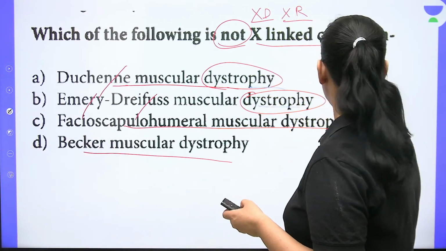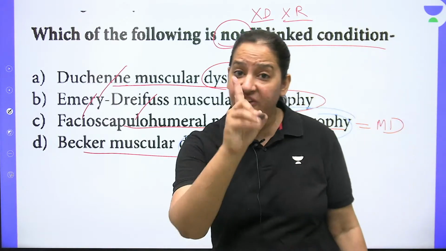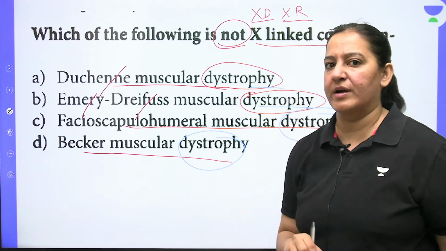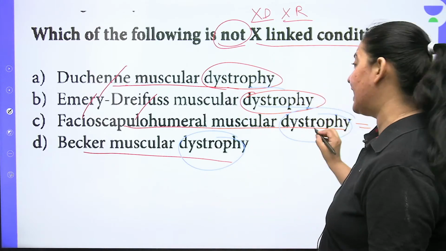It is a dystrophy. So I have taught you only one dystrophy is autosomal dominant. The name of that dystrophy is myotonic dystrophy. But you will say, ma'am, myotonic dystrophy is not even in the option. Myotonic dystrophy has another name.